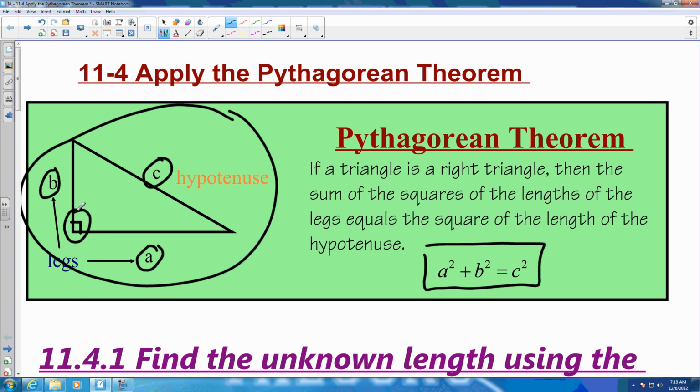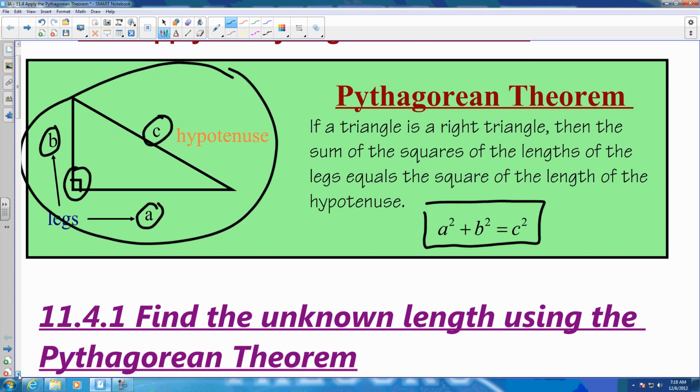So you have to remember that when you're applying the Pythagorean theorem, you must make sure that you are taking the sum of the squares of the legs and not taking the sum with the hypotenuse. So with that, let's do some examples.